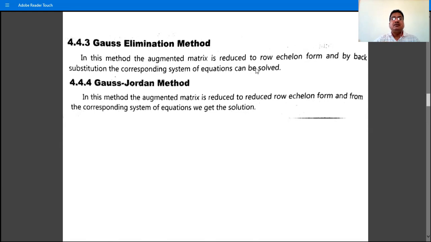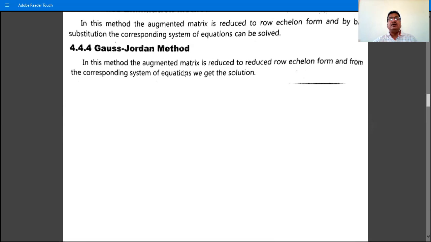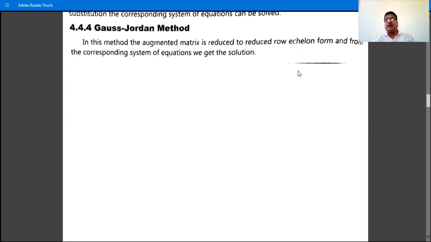So what is the difference between Gauss elimination method and Gauss-Jordan elimination method? In Gauss elimination method, reduce the augmented matrix to row echelon form, and in Gauss-Jordan elimination method, reduce the augmented matrix to reduced row echelon form.